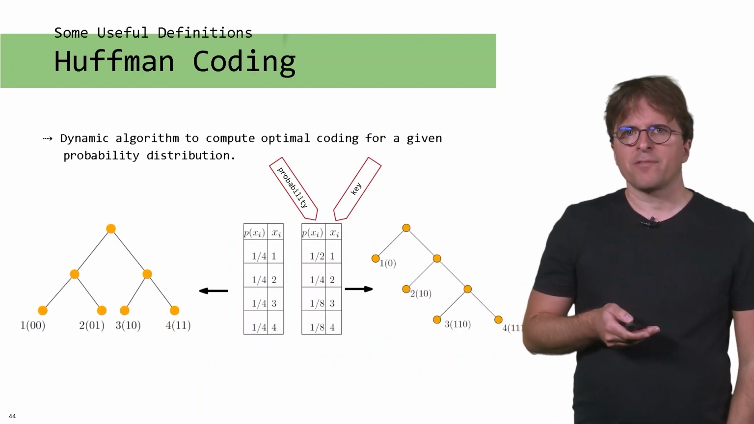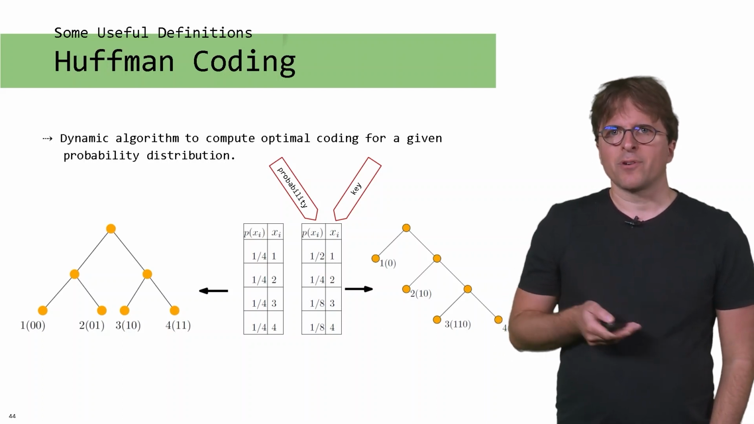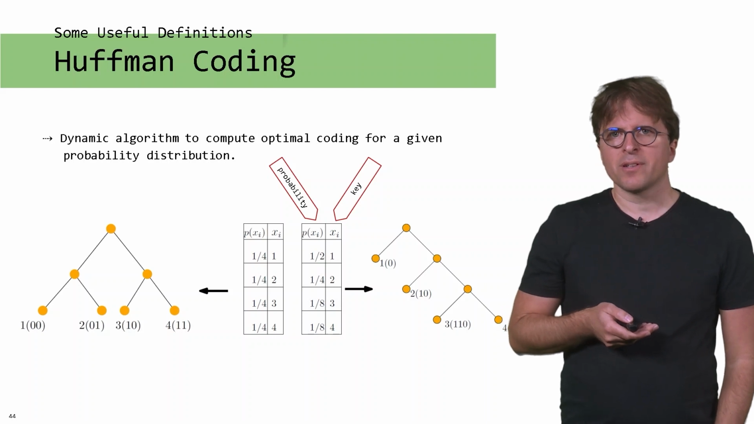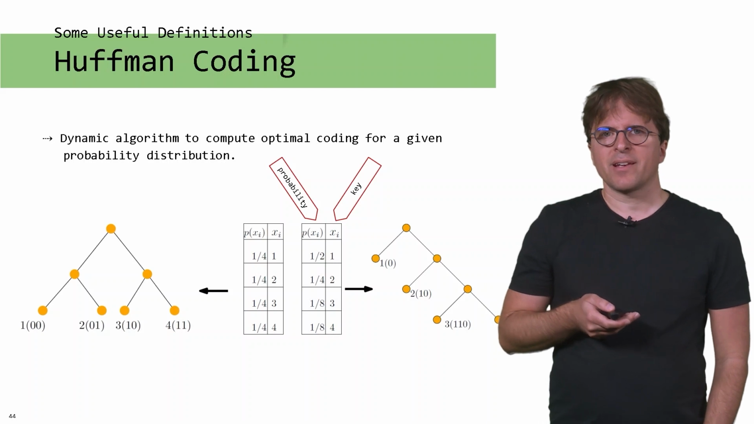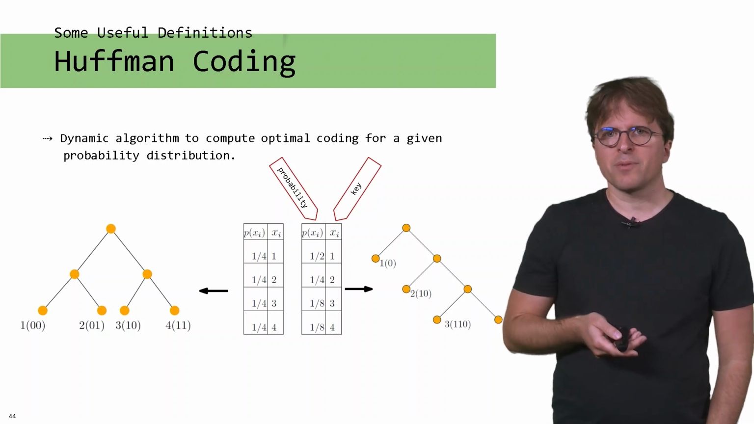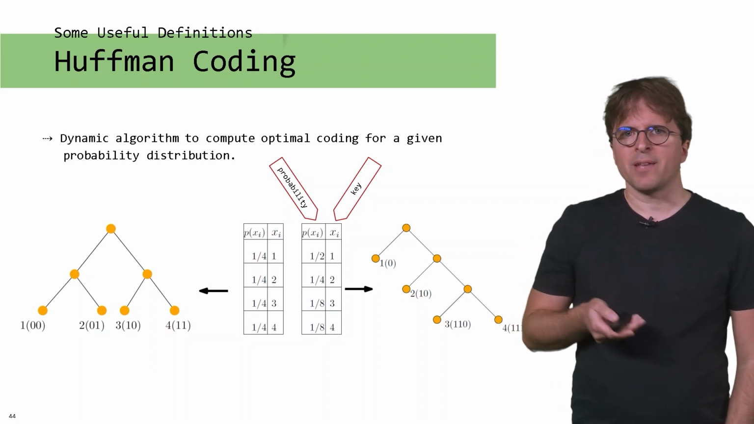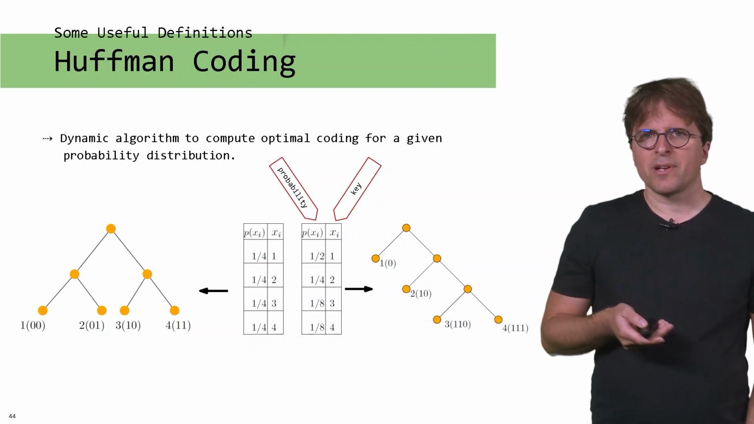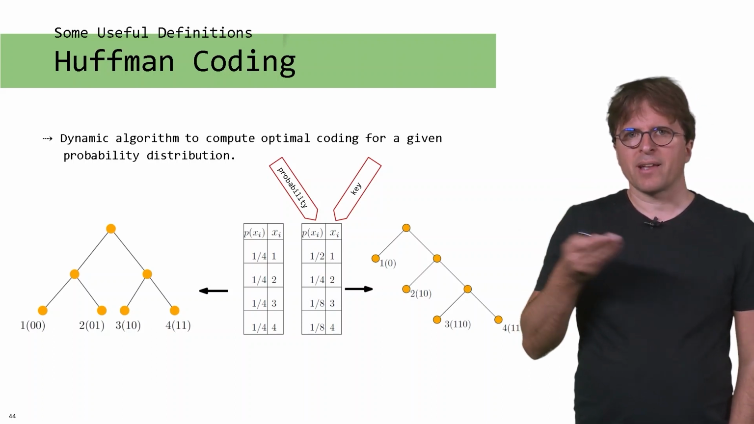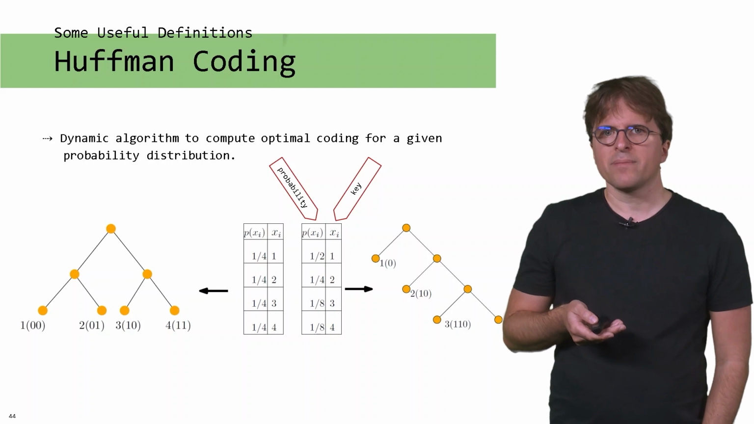So what is Huffman coding? Basically it's a dynamic algorithm that allows you to compute the optimal code for a given probability distribution. Here on the left is an example of a probability distribution where all the keys 1, 2, 3, 4 have the same probability, 1 over 4. And then the Huffman code will simply make a balanced tree where all the keys are at the leaves, because it's a very uniform distribution.